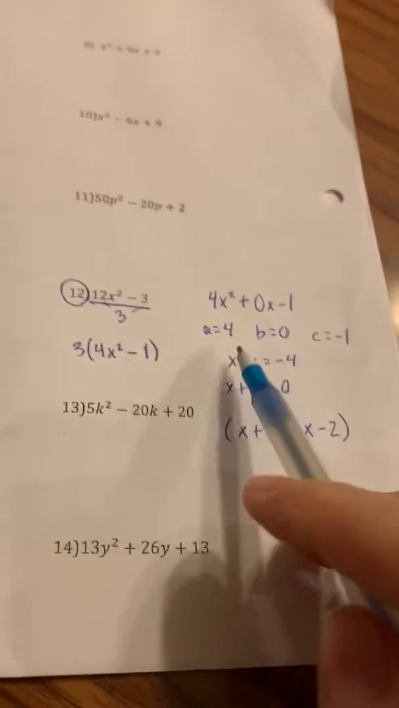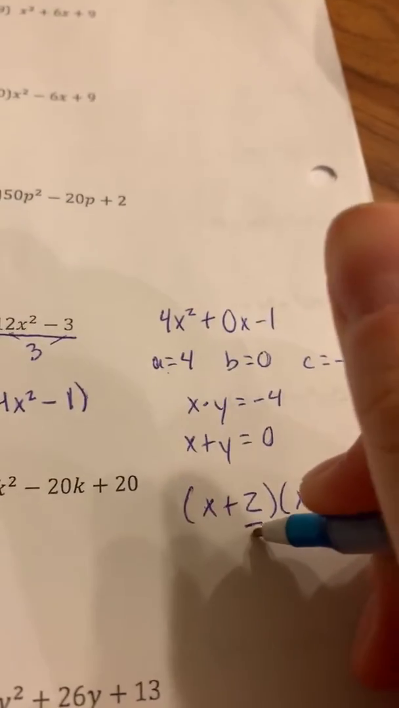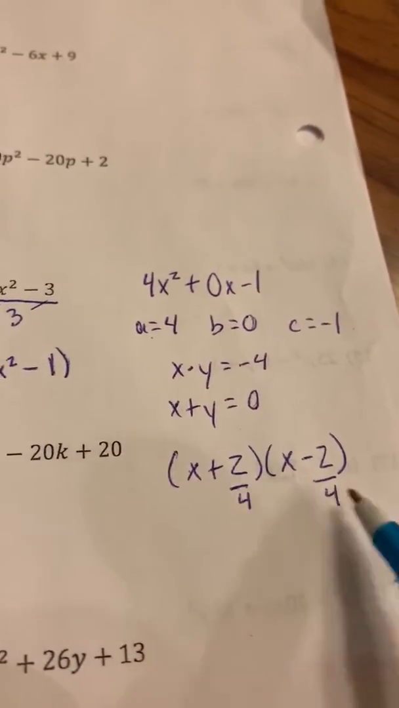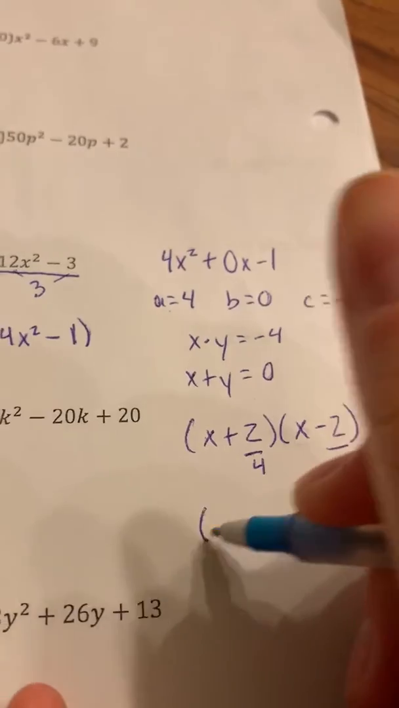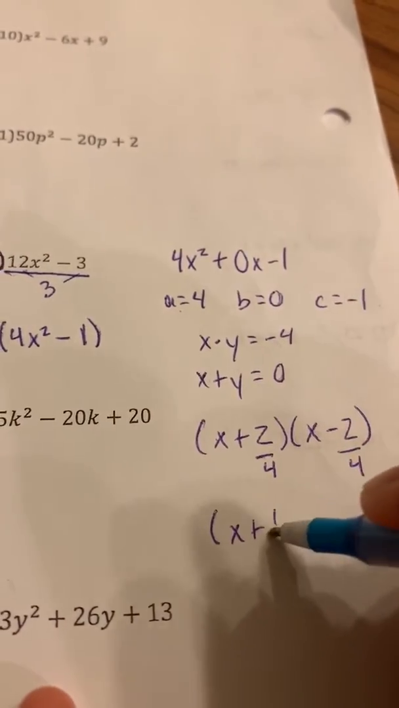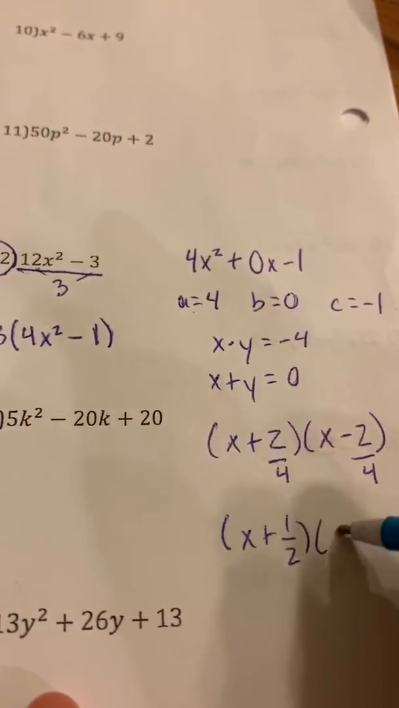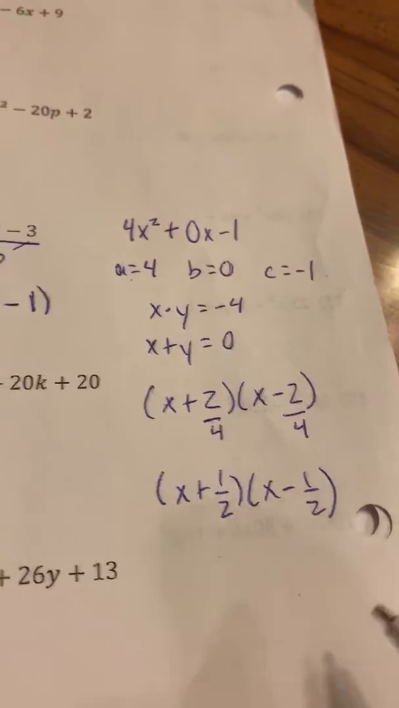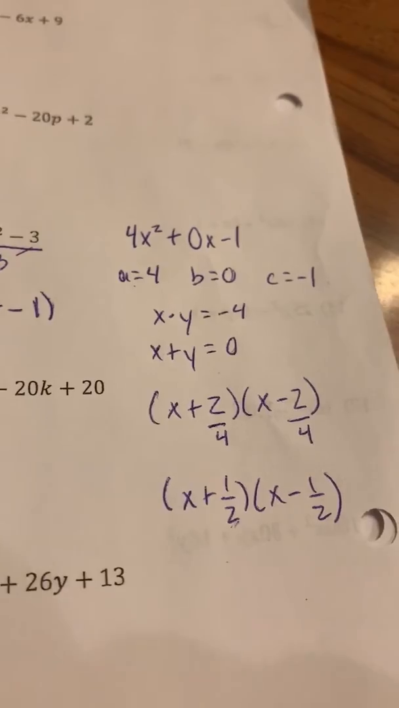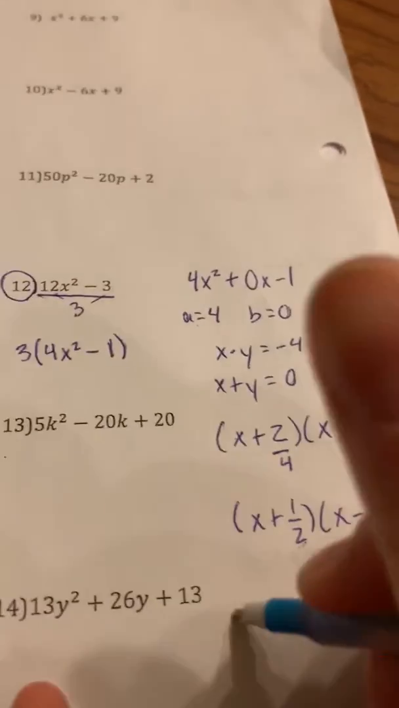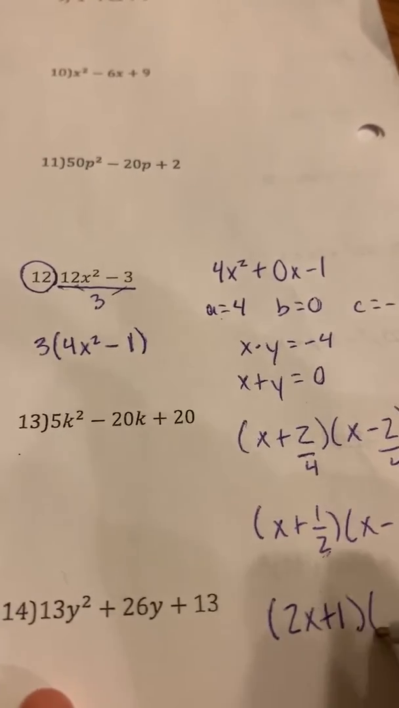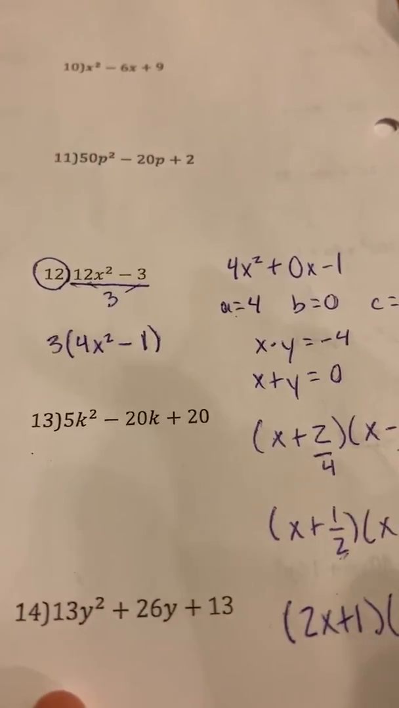And then remember, you have to take your A value, we have to put that down here at the bottom of the fraction. Both of those fractions can simplify, which you need to do. X plus 1 over 2, and x minus 1 over 2. And then you have to take that bottom number and slide it over. You'll get 2x plus 1 and 2x minus 1.